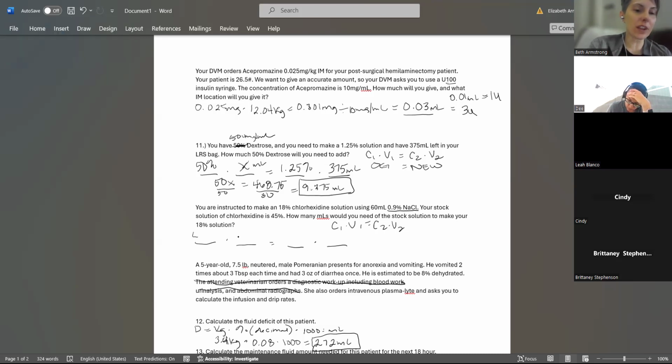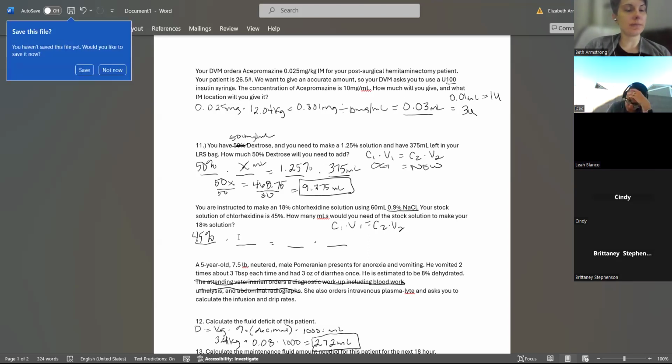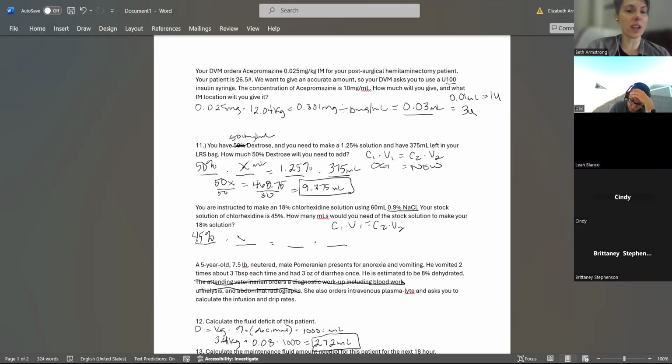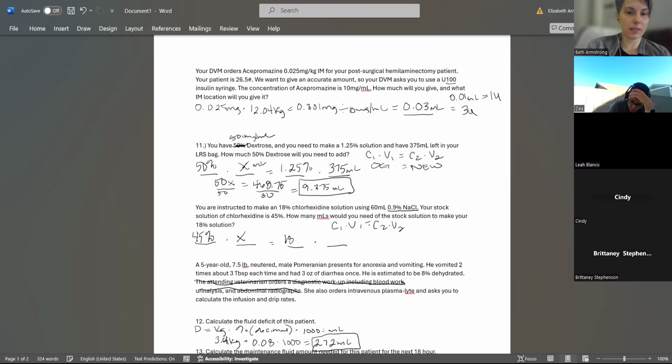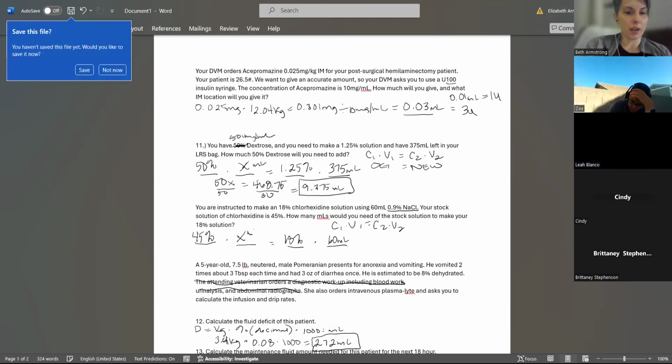All right. So what is our original stock concentration? 45. Good, 45%. How about the original mLs? Do we know that from the stock? No, good. So we're setting this up very similar to the other one. And what's our new concentration going to be? 18%. And how many mLs are in that new one? 60. Good, 60 mLs. So we can drop all units there because we know that we're working with mLs.